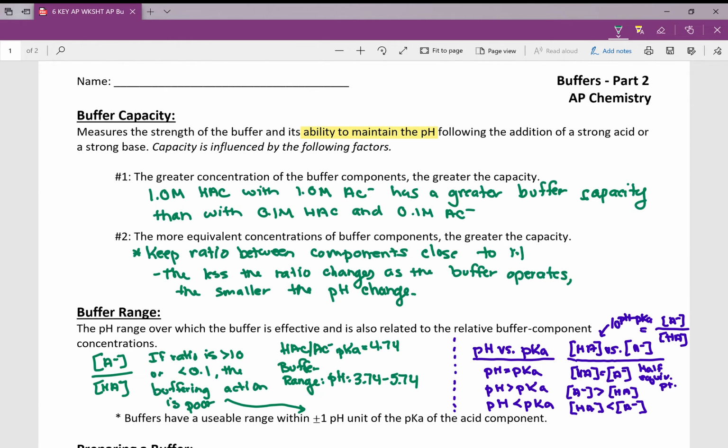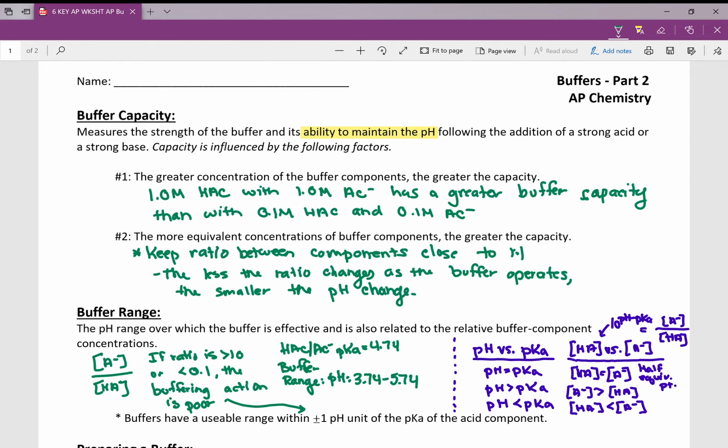So capacity gets influenced by a couple of factors. The first big one is concentration: the greater the concentration of the buffer components, the greater the capacity. The more of that weak acid and weak base you have, the more there is present to react with that strong acid or strong base. For example, the 1 molar acetic acid with the 1 molar acetate ion has a greater buffer capacity than something with 0.1 molar of each of the acetic acid and the acetate ion.